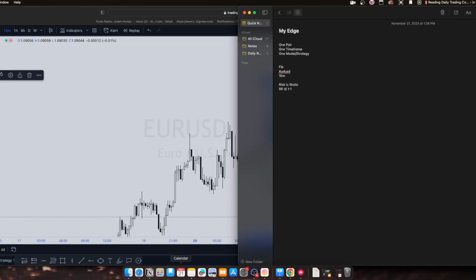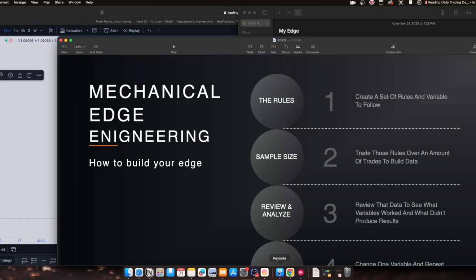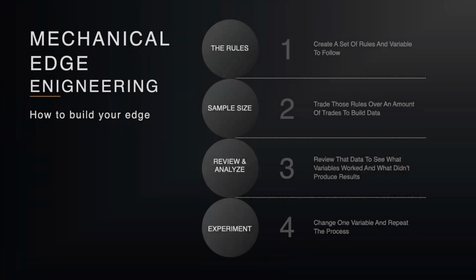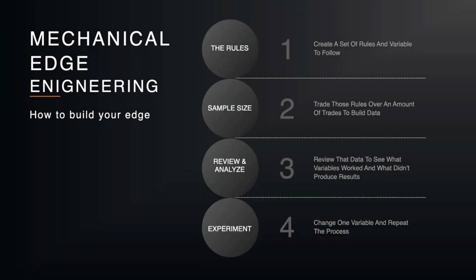So I'm going to head back to here really quickly. Cool. Keep everything static. Then the next thing you're going to do, you're going to trade that strategy over a sample size of anywhere from 50 to 100 trades. You can knock this out in 4 to 5 days.